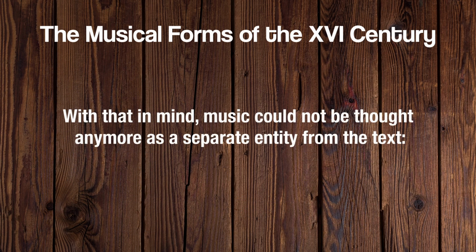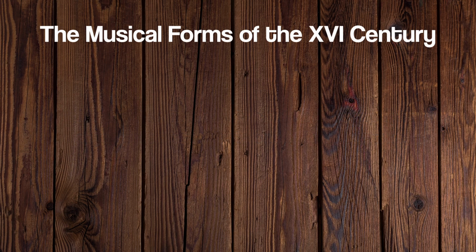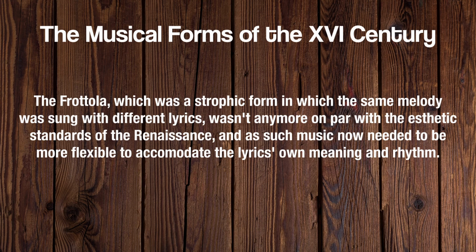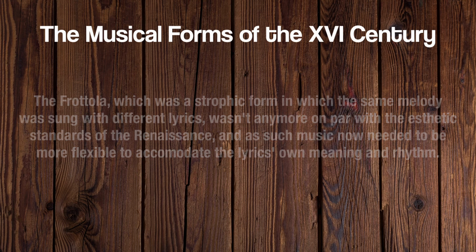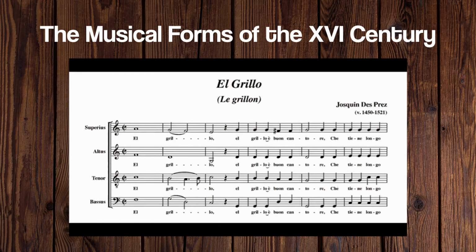With that in mind, music could not be thought anymore as a separate entity from the text. The frottola, which was a strophic form in which the same melody was sung with different lyrics, wasn't anymore on par with the aesthetic standards of the Renaissance, and as such, music now needed to be more flexible to accommodate the lyrics' own meaning and rhythm.